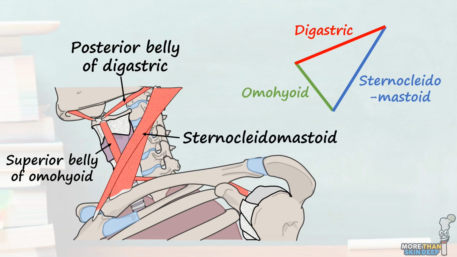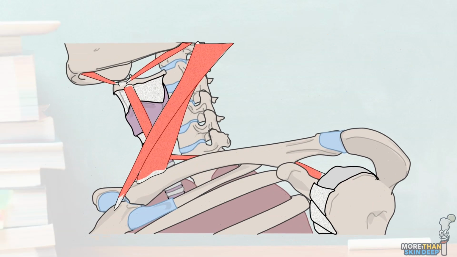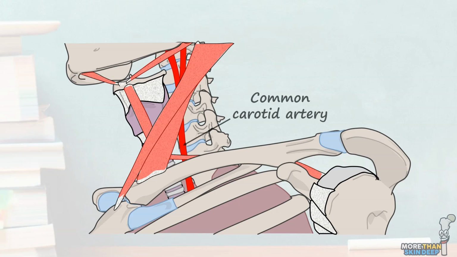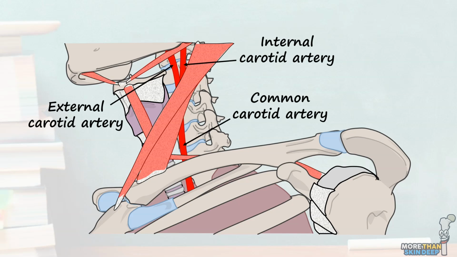The floor of the carotid triangle is formed by the hyoglossus and thyrohyoid muscles, as well as the middle and inferior pharyngeal constrictors. Of all of the subdivisions of the anterior triangle, the carotid triangle is the most anatomically complex and contains the most individual structures. The most obvious of these is the large common carotid artery, which enters at its inferior part and bifurcates into the internal and external carotid arteries.